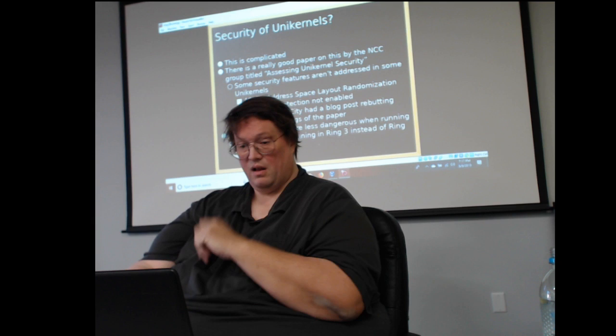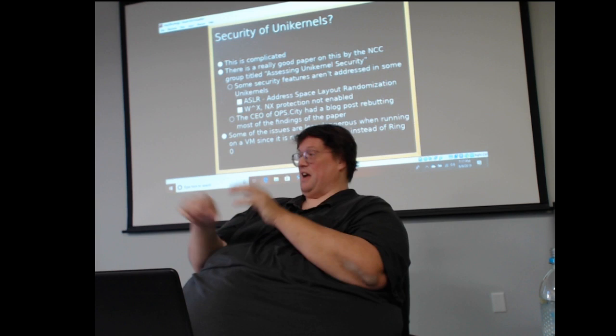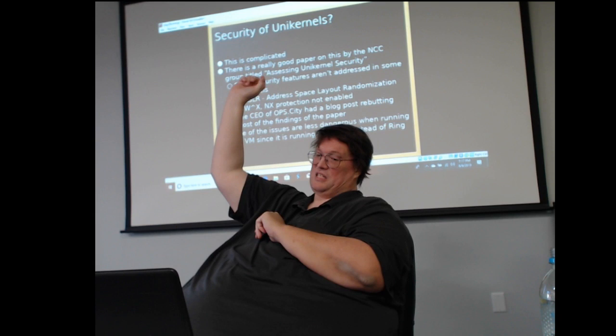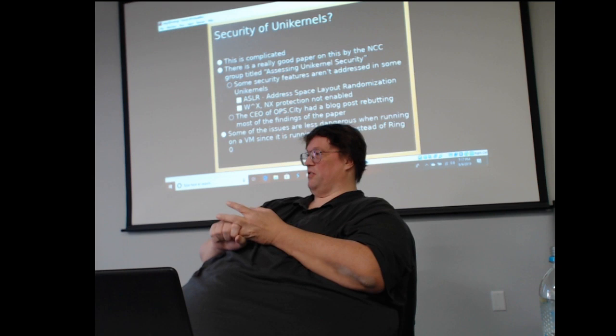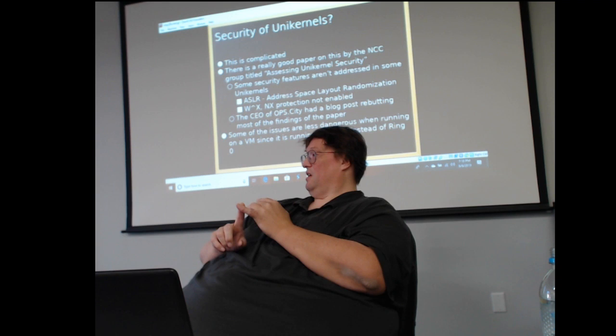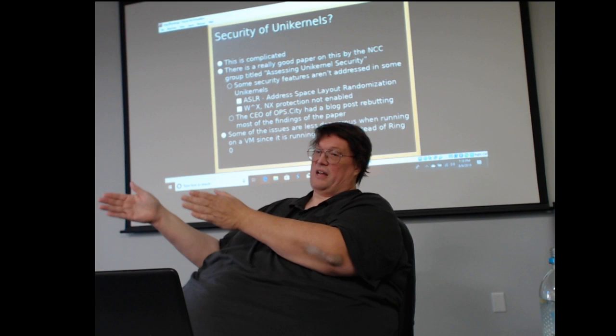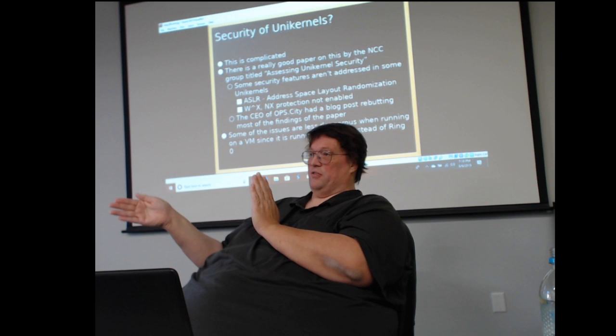It gets complicated. So a little more about security in unikernels, complicated. Let's just leave it at that. There is a really good paper by the NCC Group, titled Assessing Unikernel Security. Some security features aren't addressed in some unikernels, let's say most, probably. Address space layout randomization. Every time it runs, it's going to be laying out memory structures in the same order, same number of bytes, all that kind of stuff, which is something that we quit doing years ago. Windows quit doing it 18 years ago, and Linux even longer.